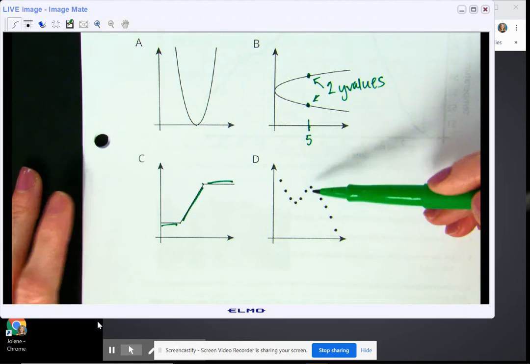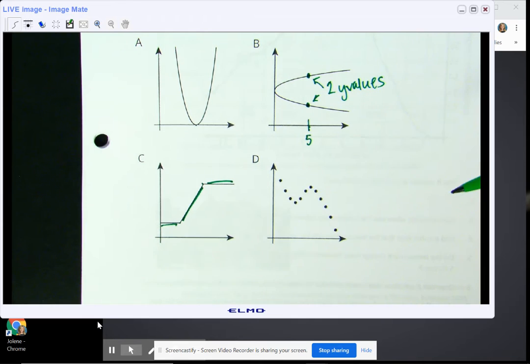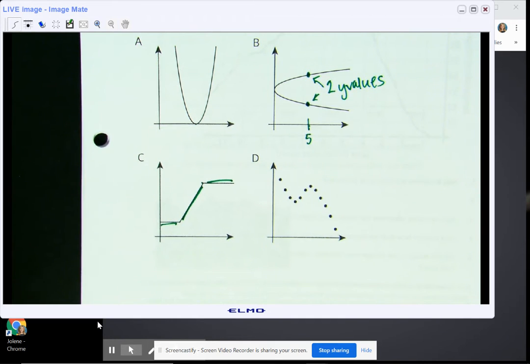Only has points labeled instead of, they're not connected, right? So we only have dots. I think I heard dots over on the other side. I think fifth period, a lot of people picked letter D.